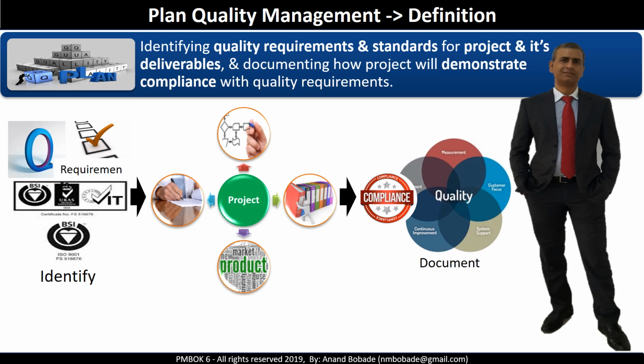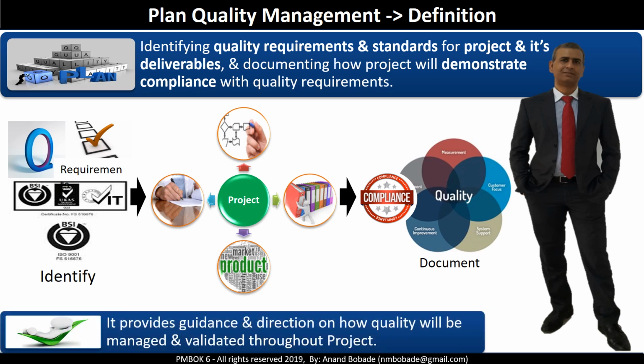It's a planning process. Quality planning can be done based upon the quality requirements. We already learned about collect requirements under the scope management knowledge area. The collect requirements process helps you to collect all sorts of requirements, including quality requirements. Plan quality management provides guidance and direction on how quality will be managed and validated throughout the project.